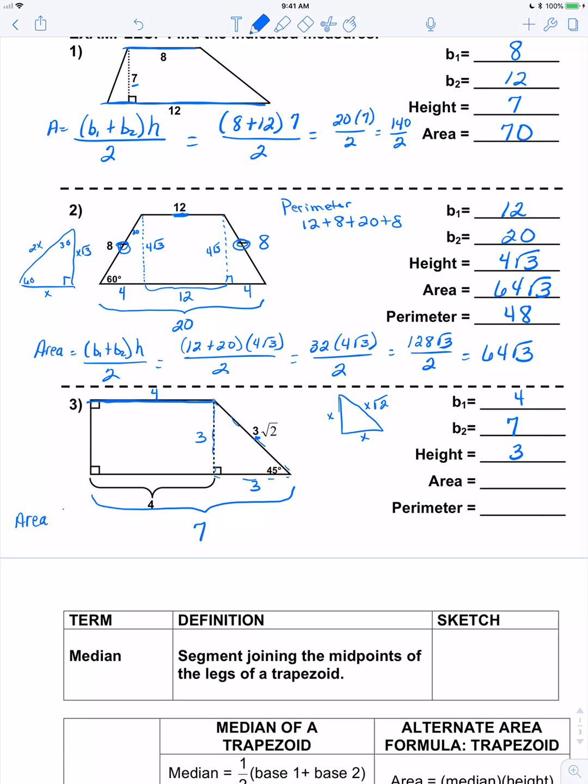Our area, again, is the base 1 plus the base 2 times the height, all divided by 2. So that's 4 plus 7, 11, times 3, divided by 2. So 33 divided by 2 is 16.5.